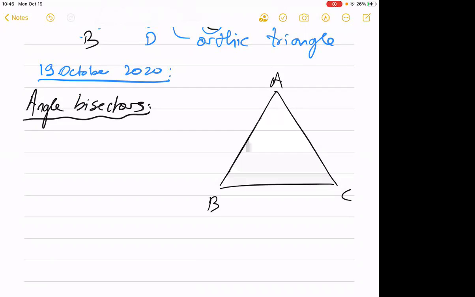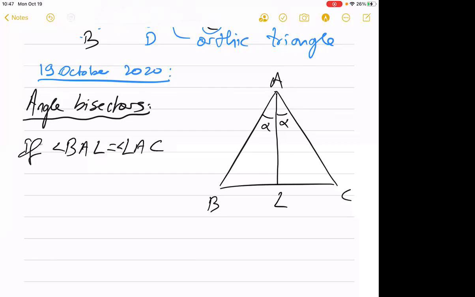When you draw this line segment joining A to some point of BC, so that each of these angles are the same, let's call them alpha, and we call this point L. So if the angle BAL is equal to the angle LAC, which is 1/2 A, then AL is the angle bisector of the angle A.